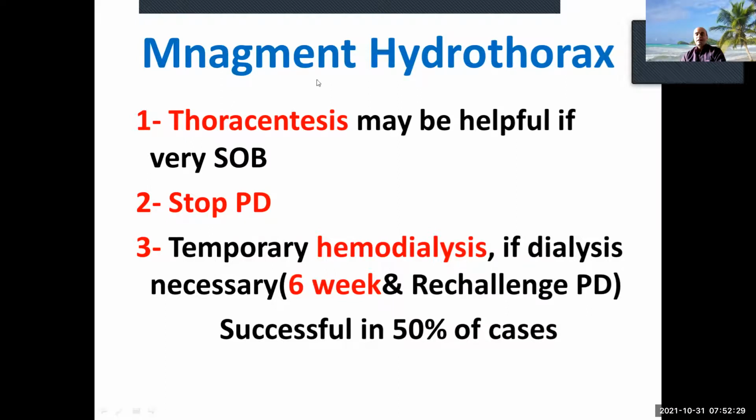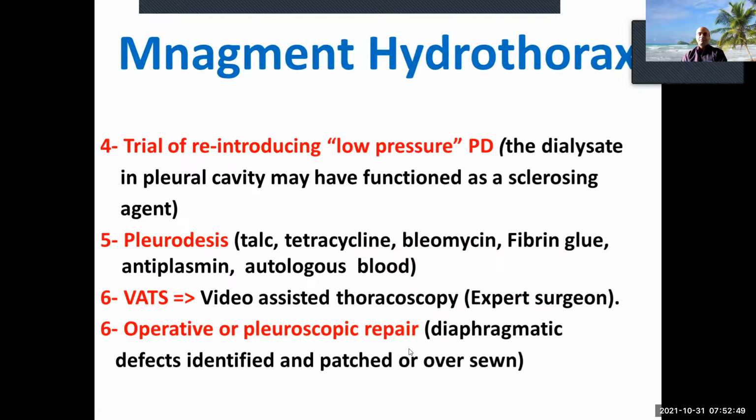So management of any hydrothorax: first line thoracocentesis, therapeutic and diagnostic; discontinue PD; and temporary hemodialysis for 6 weeks, and then retrial PD with your patient, which will be successful in around 50% of the cases. Okay, I hope that's clear now.